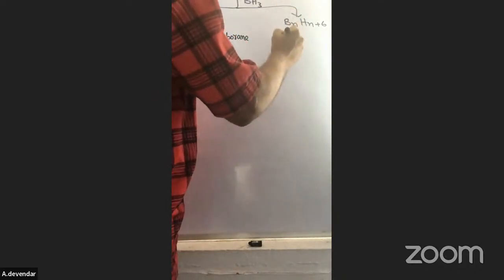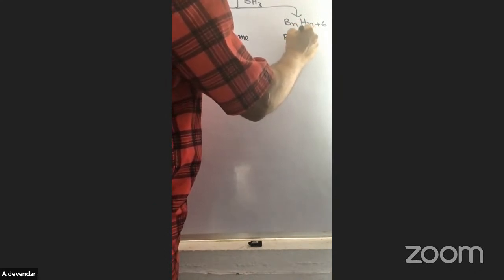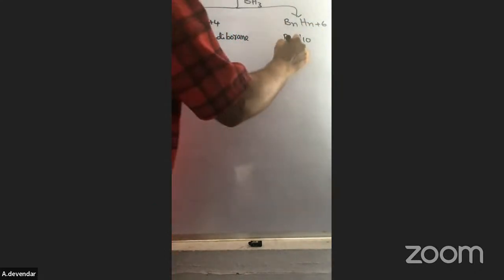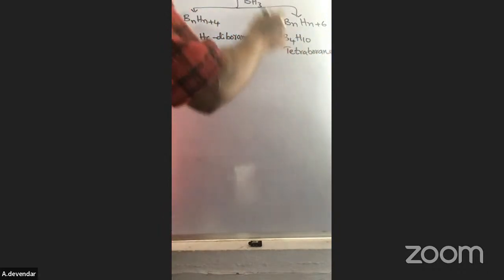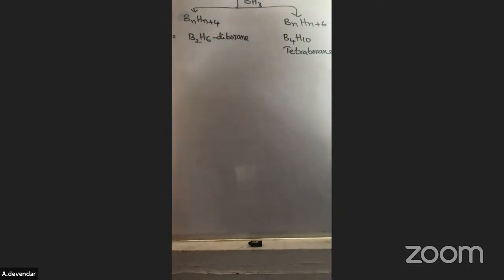Suppose n is equal to 4, it means B4H10. This is tetraborane. So many boranes are possible. Among the hydrides of boron, the mainly important one is diborane. Why diborane? Because, as I already told, it is an electron deficient compound, and this electron deficient diborane has a specific importance. These hydrides are very useful. How to prepare them we will discuss later. Only hydrides we are discussing now, particularly the boron hydrides.